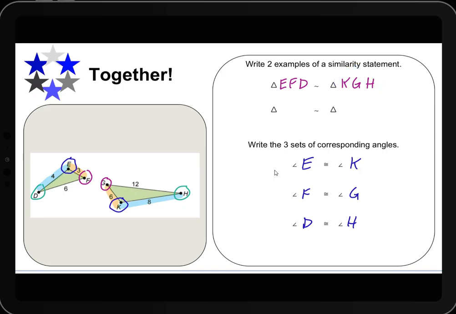So if I want to come up with an equivalent similarity statement, I could also just flip this around and say DFE is similar to triangle HGK. And so those are going to end up being correct similarity statements based off of my diagram there on the left.